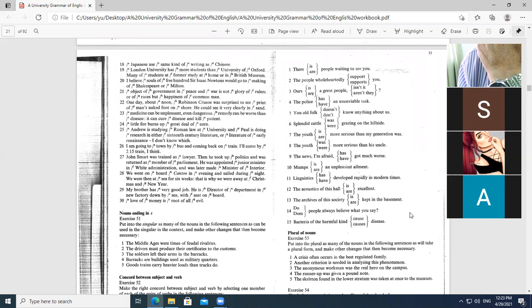I believe the souls of the 500 Sir Isaac Newtons would go to the making of a Shakespeare or a Milton. Okay.